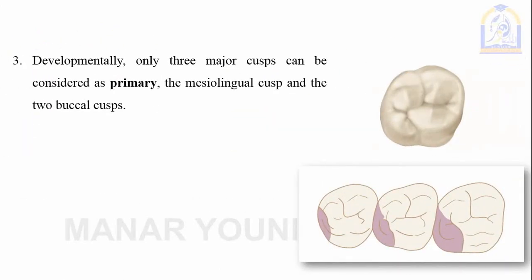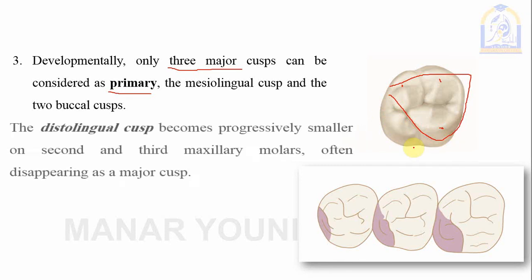If we consider this tooth developmentally, only three of these four major cusps are considered primary. They will form what represents a triangle, or a trigon. These are the distal buccal, mesiobuccal, and the mesiolingual. These are considered the primary, while the other two, the distal lingual and the fifth cusp, are considered secondary.